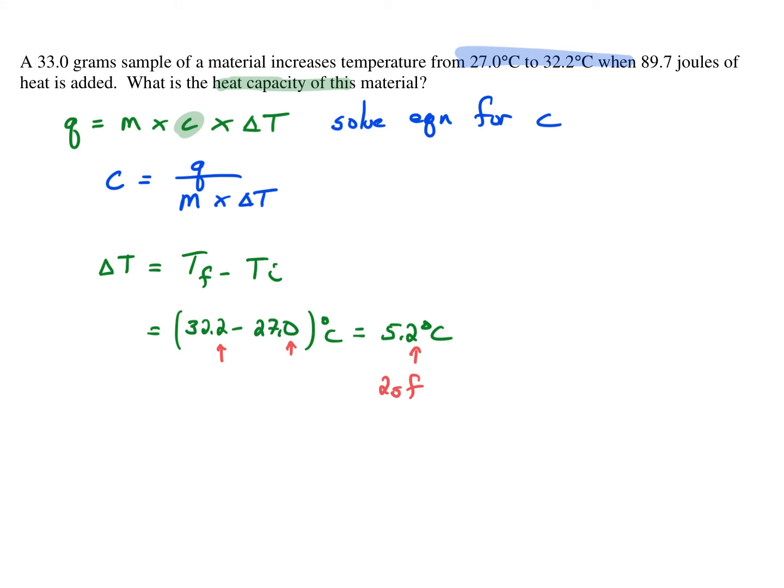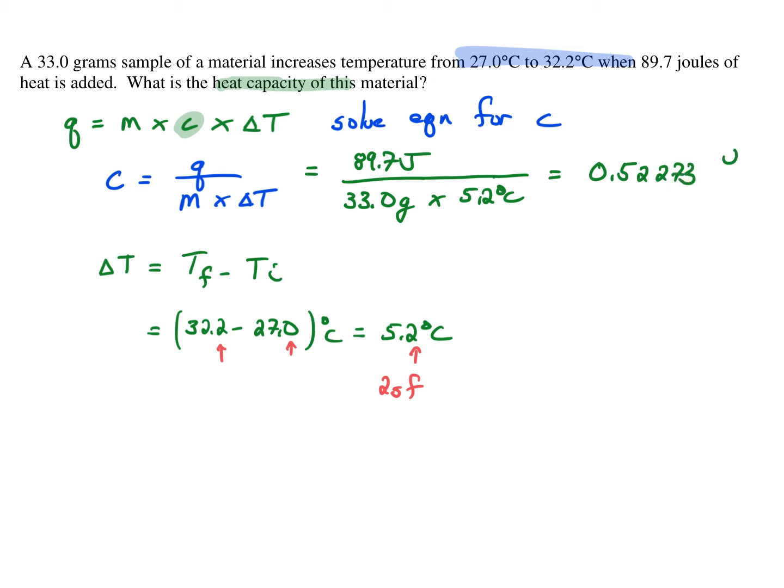All right, so let's go back up to our problem. Our heat is 89.7 joules. Our mass, 33.0 grams. And our delta T is 5.2 degrees C. Our calculator answer is thus 0.52273. Units are joules per gram degree C.